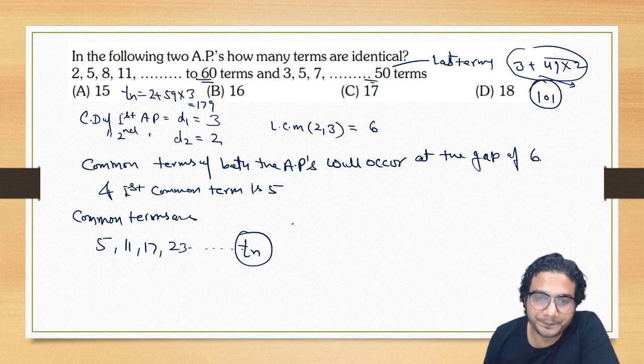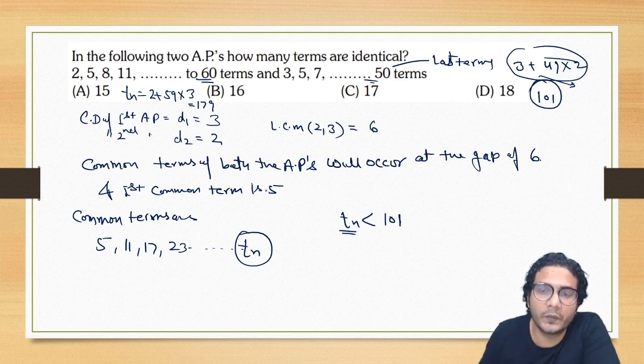That means Tn should be less than 101. Now let's solve it. What is Tn? Let's take the nth term as the last common term. So that should be less than 101. That is what we have got. And we'll use this to find the greatest value of n.